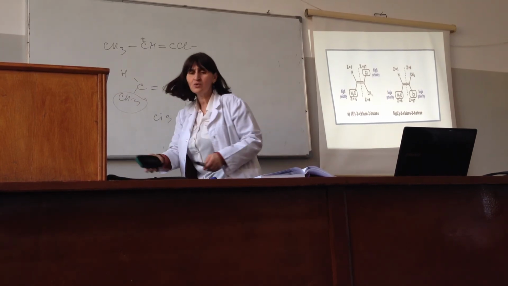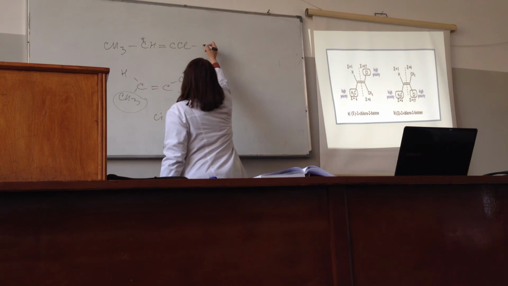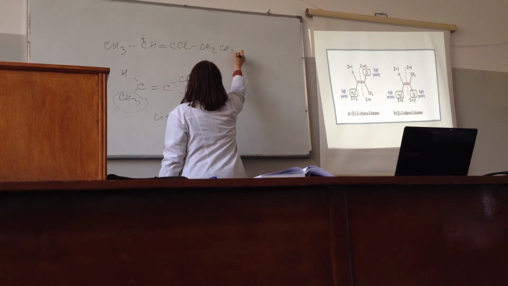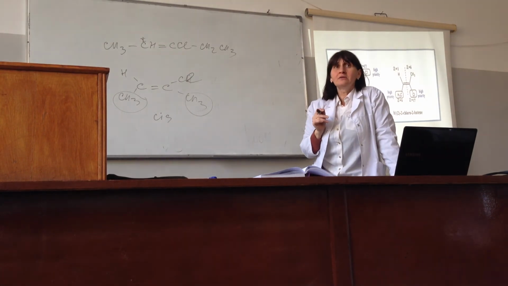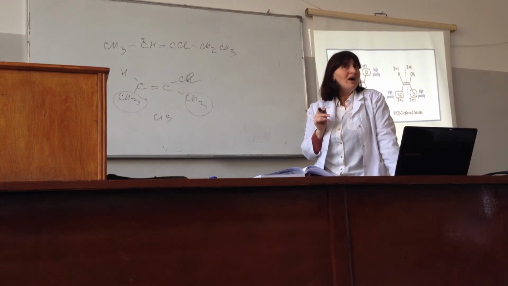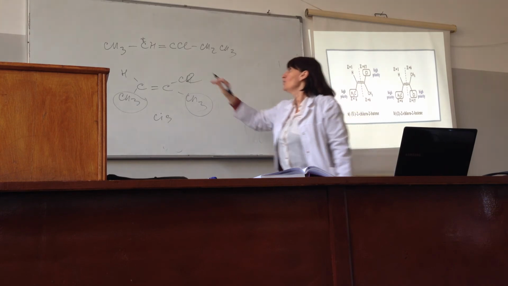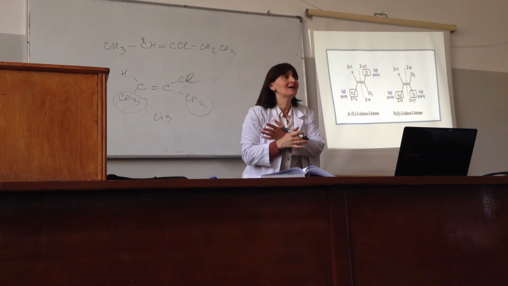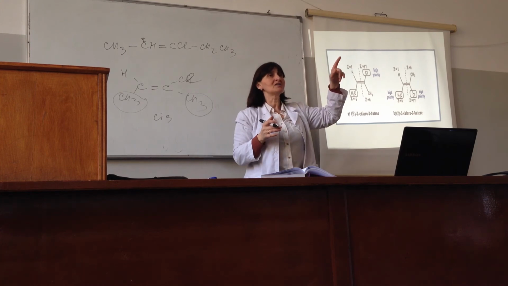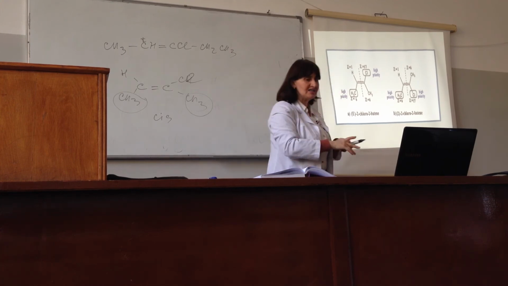Now, if you have this version, with CH2CH3, in this case you don't have the same groups on the carbons of the double bond. So here you can't discuss geometric isomers or cis-trans isomers.